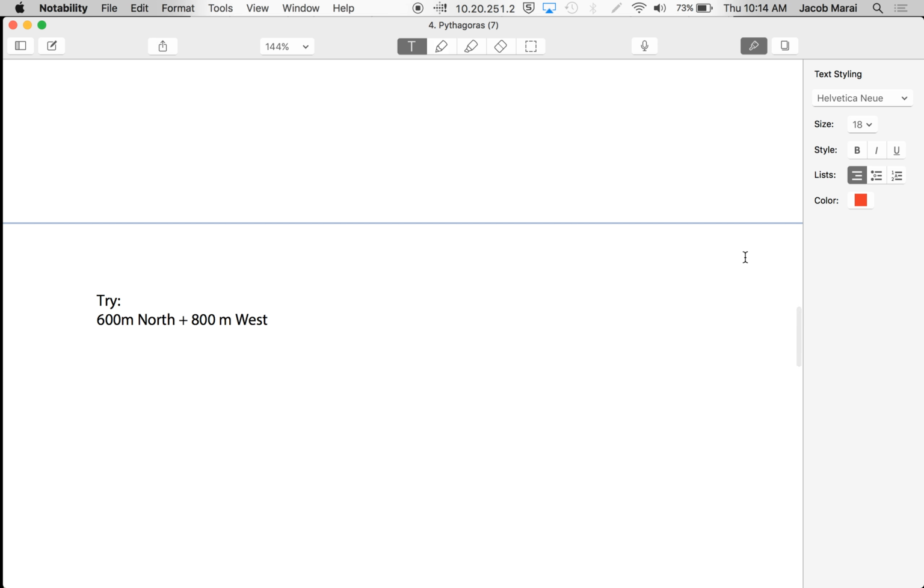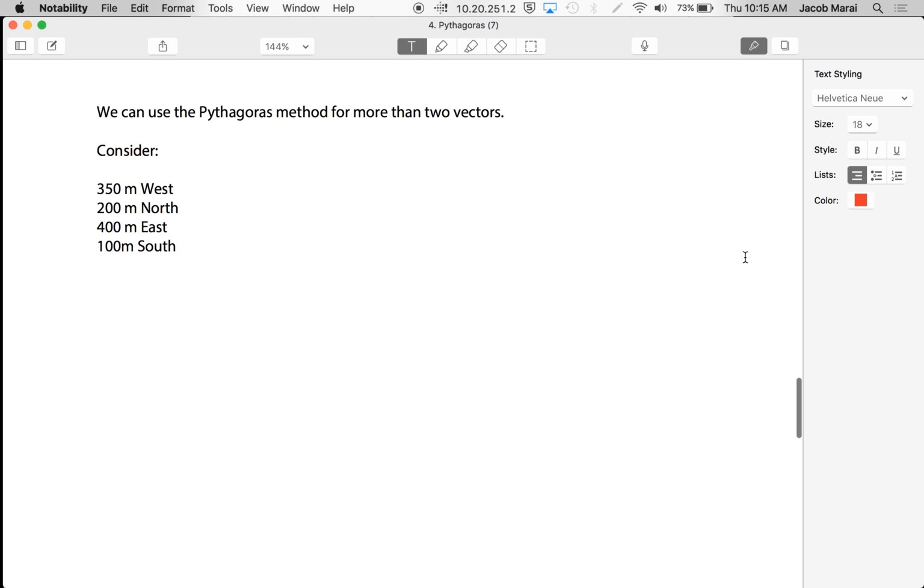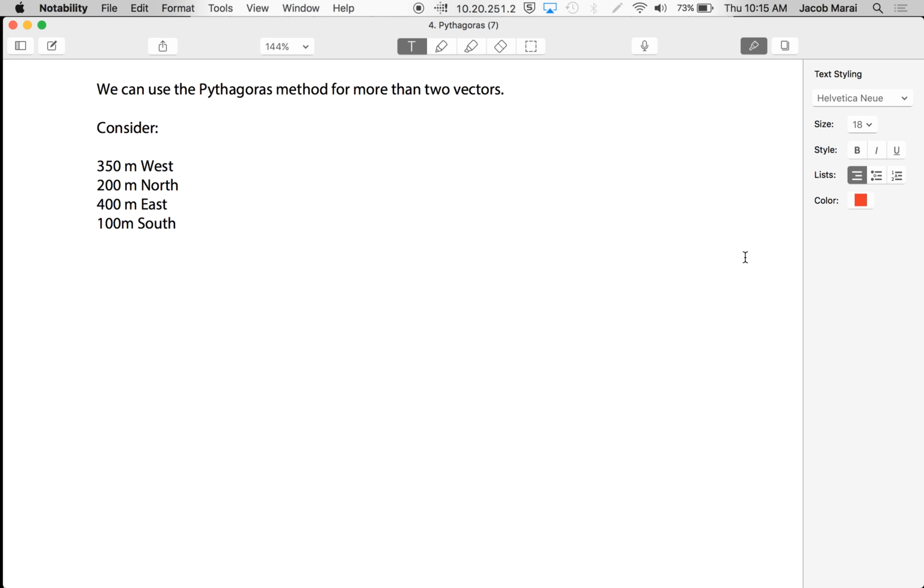Let's turn the page. If you've already written that down, turn the page. We just used two vectors, north and east, or south and west, and it made a right angle triangle. We can use that for more than two vectors. Whatever we add, there will always be a right angle triangle, and the right angle triangle will simply be the east-west component and the north-south component. So let's try this one.